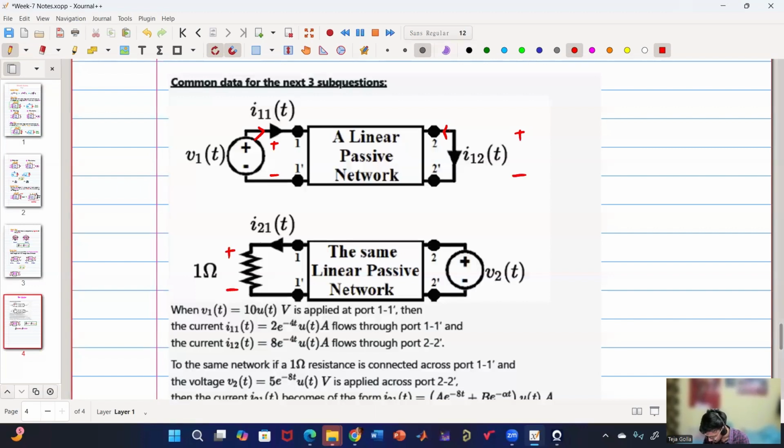Similarly here, this is plus minus, this is the direction of current, this is the direction of current, this is plus minus. So the voltage of the first network multiplied by the current of the other network. So V1 will be multiplied by I21, right? Agree?